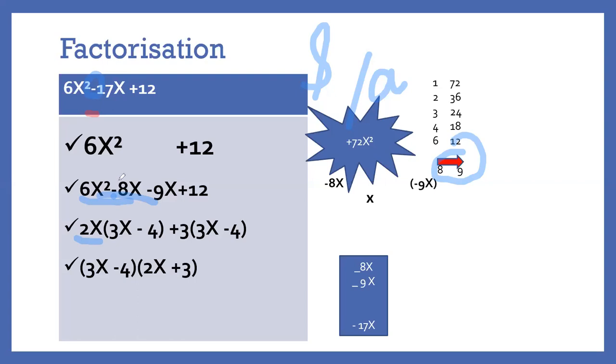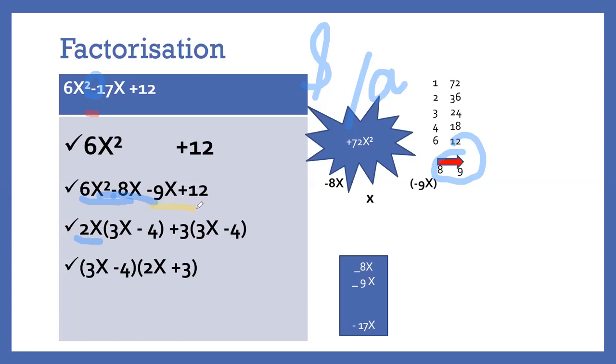Clear? Again, look at the second term, 8. In the 2 times table, 8 comes at 2 times 4, so we have 3x minus 4 in a bracket. Now minus 9x plus 12.